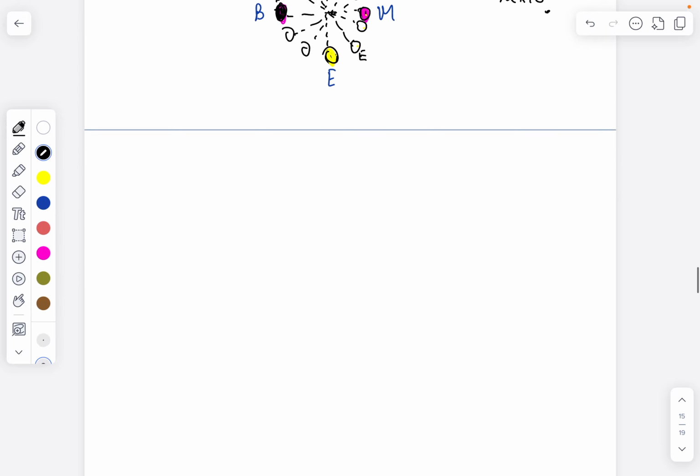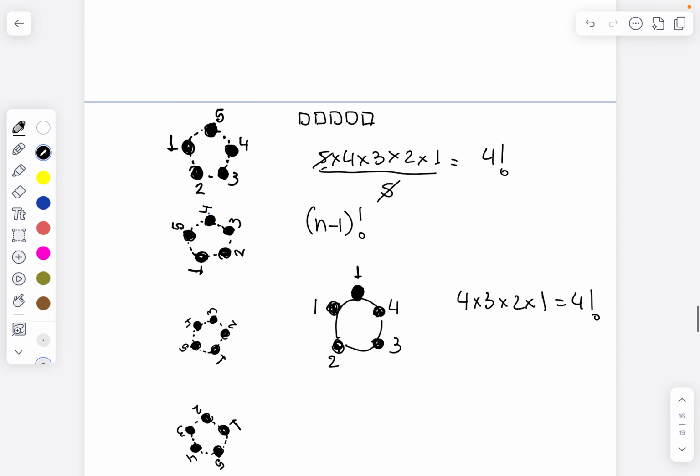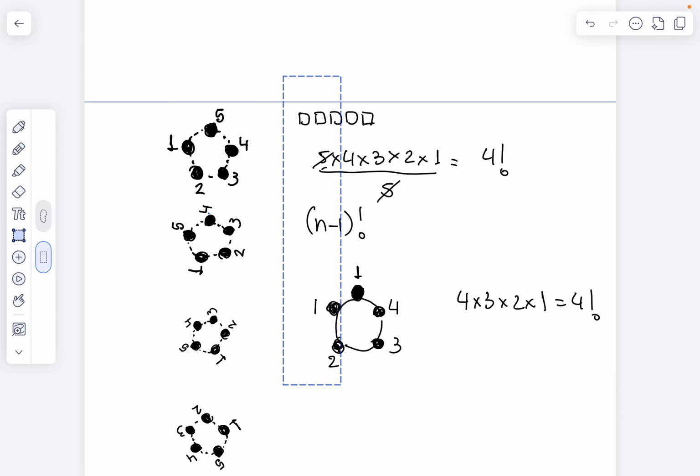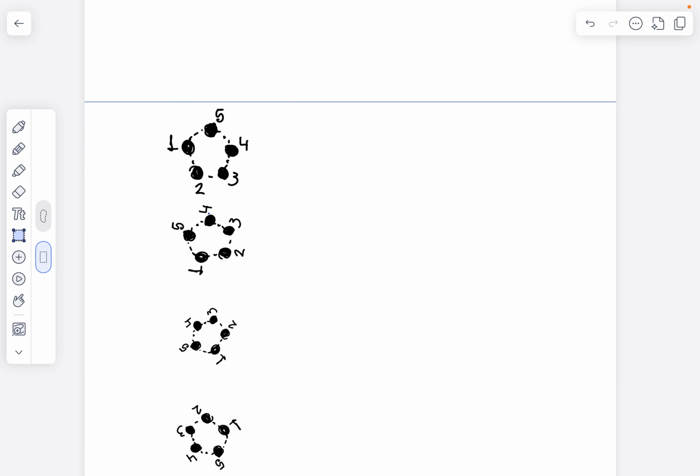So let's recall the concept of circular permutation. Let's say that I have 5 people and I need to sit them at a table. So for this chair here, I have 5 options, or you can think about this: the first person has 5 options of chairs. Then the second one has four options, then 3, then 2, then 1, right?